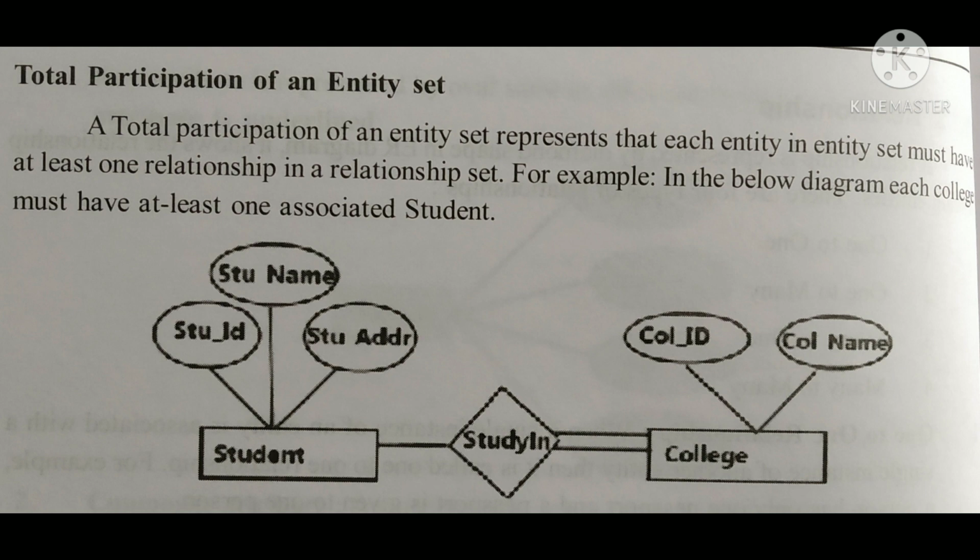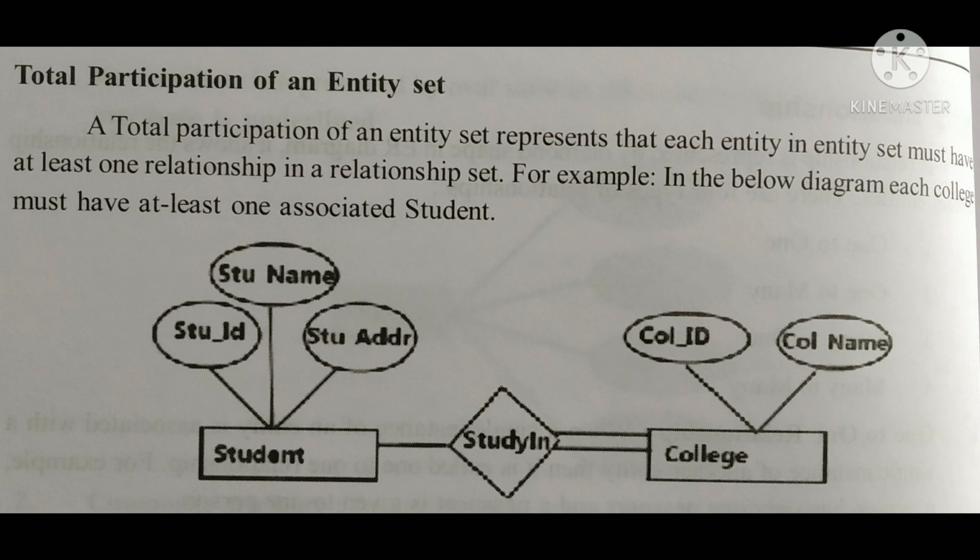Total participation of an entity set. A total participation of an entity set represents that each entity in an entity set must have at least one relationship in a relationship. For example, in the below diagram, each college must have at least one associated entity.